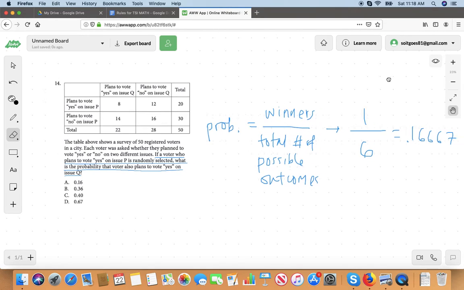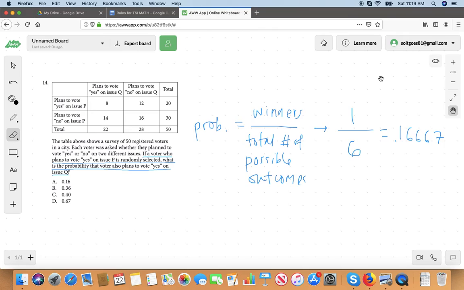And this is the deal with probability. Probability is always going to be a fraction between 0 and 1, or a decimal between 0 and 1. Could be 0, could be 1, but it's not going to be bigger than 1. Just be aware of that with probability.